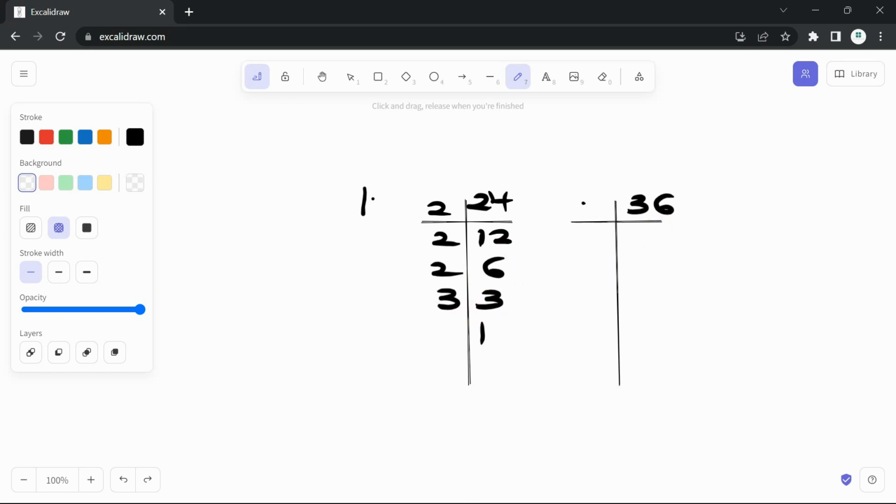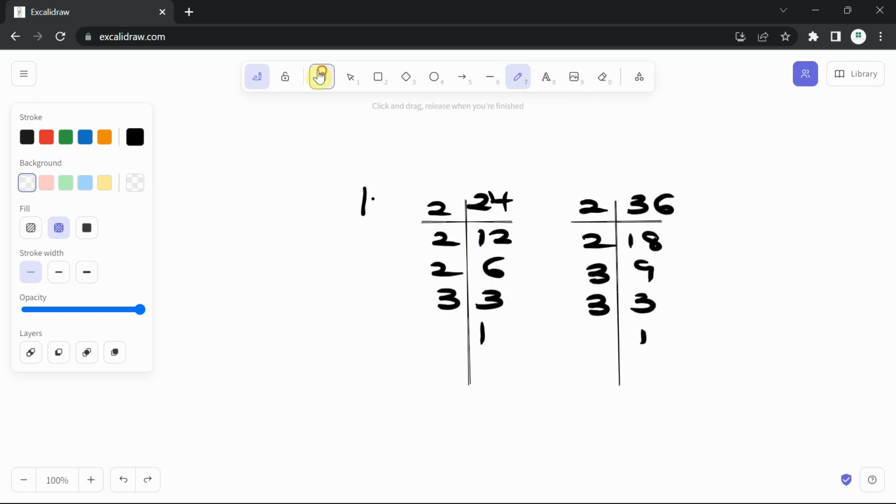Great. I'll come here again. 36 by 2 is 18, 18 by 2 is 9, 9 by 3 is 3, 3 by 3 is 1. The reason why I'm switching to 3 here is that there was no value left that would divide 9 by 2. The next number that would divide 9 was 3. That's why I moved to number 3.